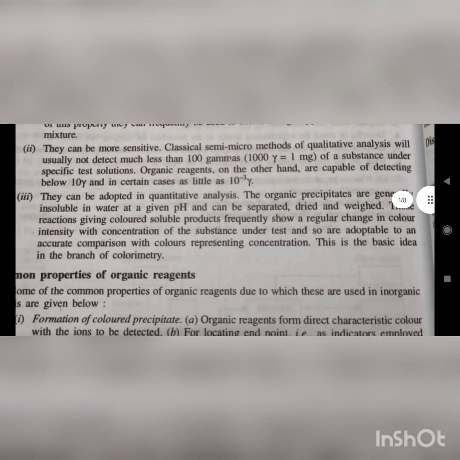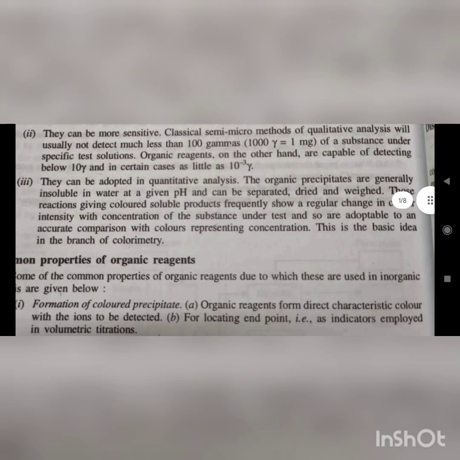Classical semi-micro methods of qualitative analysis will usually not detect much less than 100 gammas of a substance in a specific test solution. Organic reagents, on the other hand, are capable of detecting below 10 gamma, and in certain cases as little as 10 to the power minus 3 gamma.